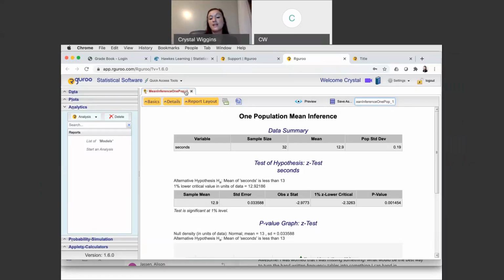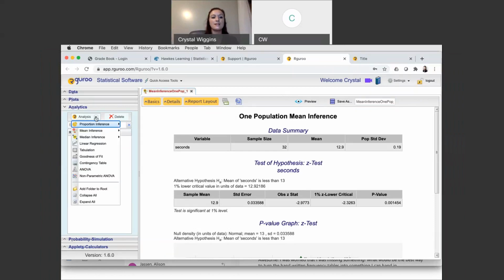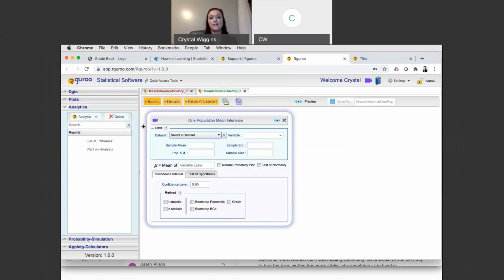We can keep this tab open if you're working. It'll just create new tabs when we do another problem. So I'm going to go back to analysis under analytics, mean inference, one population. My sample mean was 19,189. Population standard deviation was not offered this time, but the sample standard deviation was 2,950. Sample size was 14.